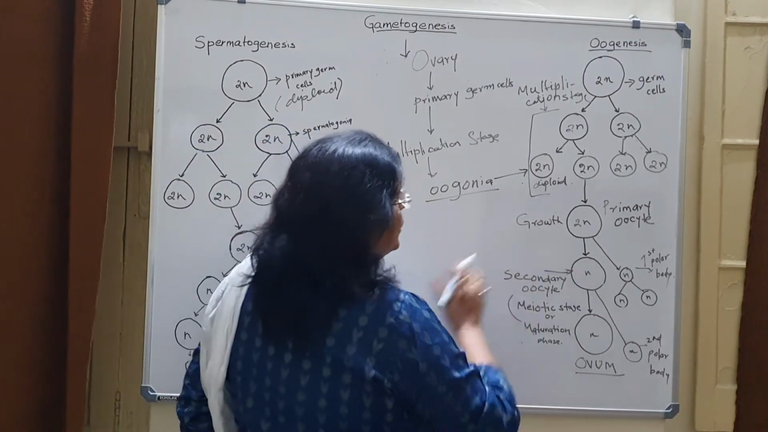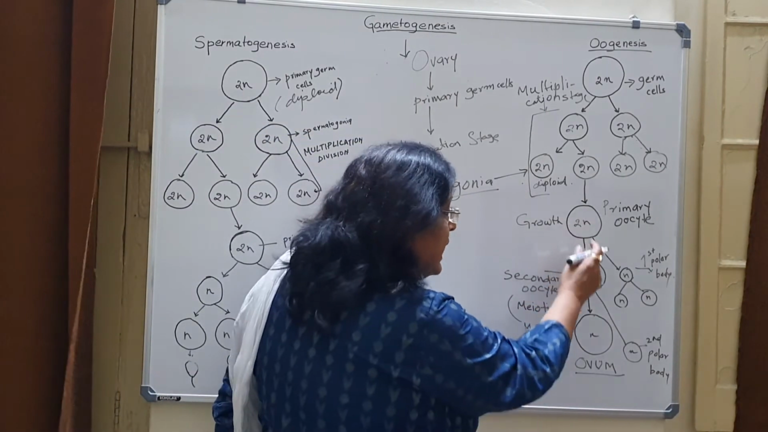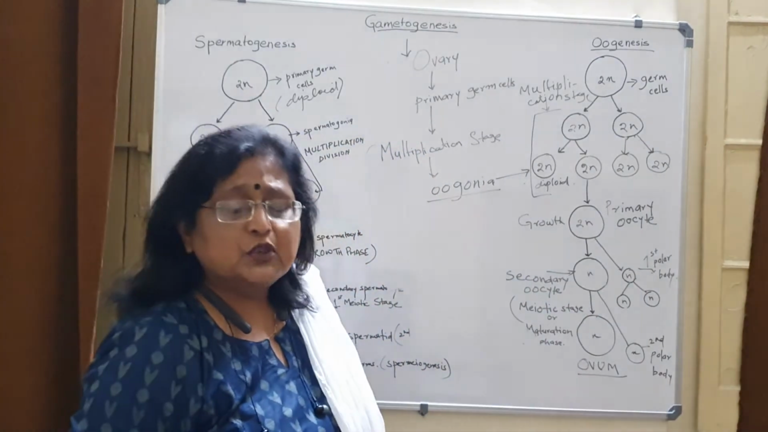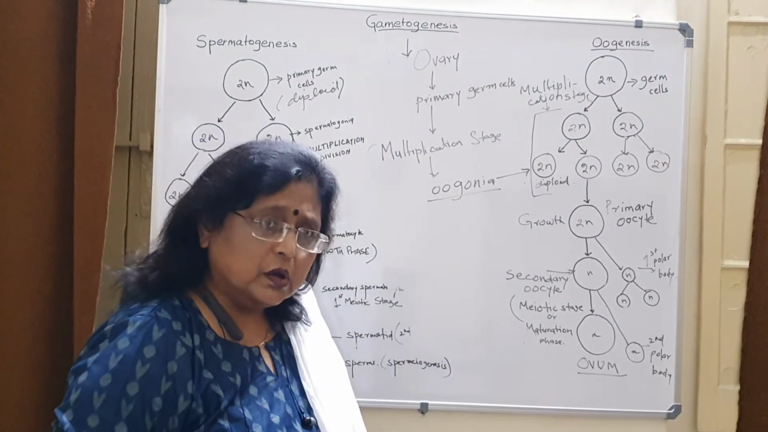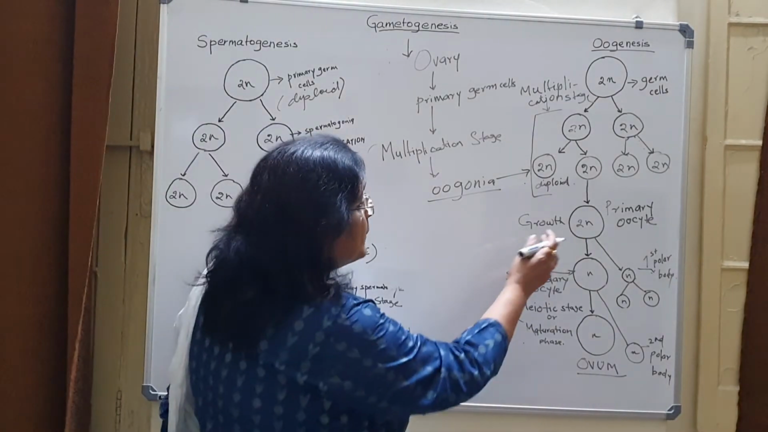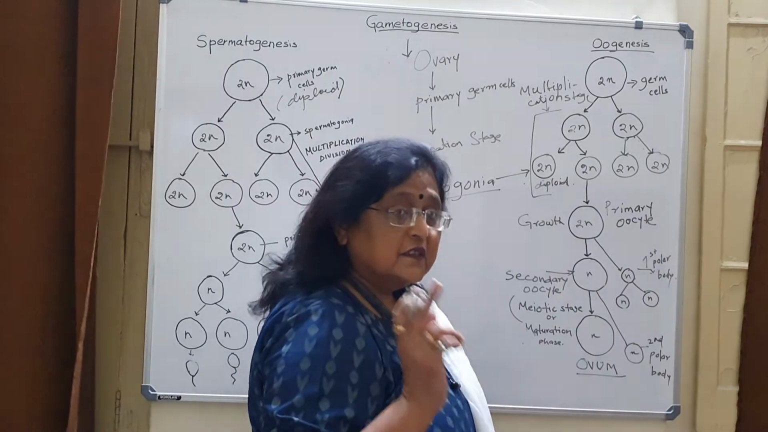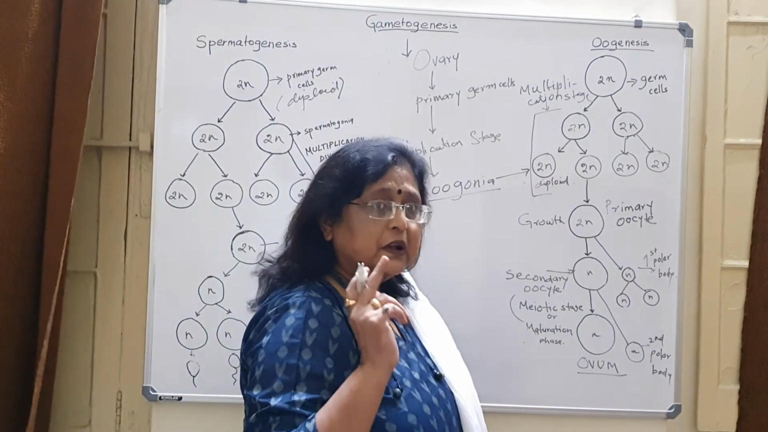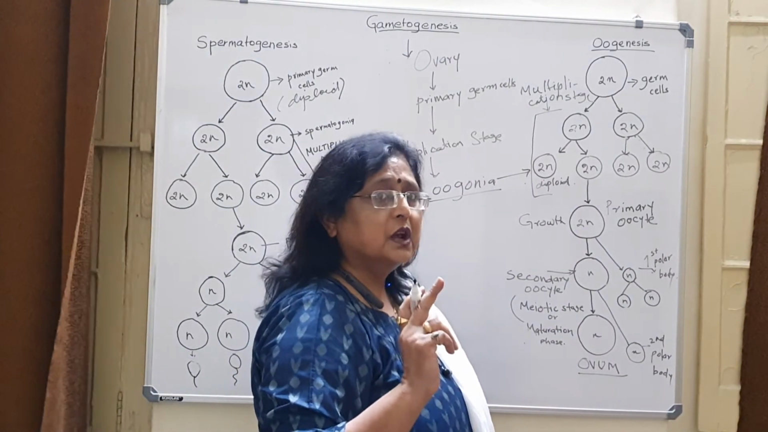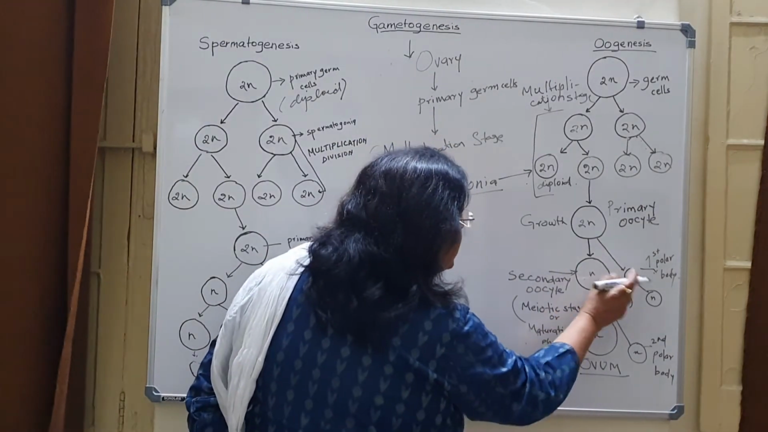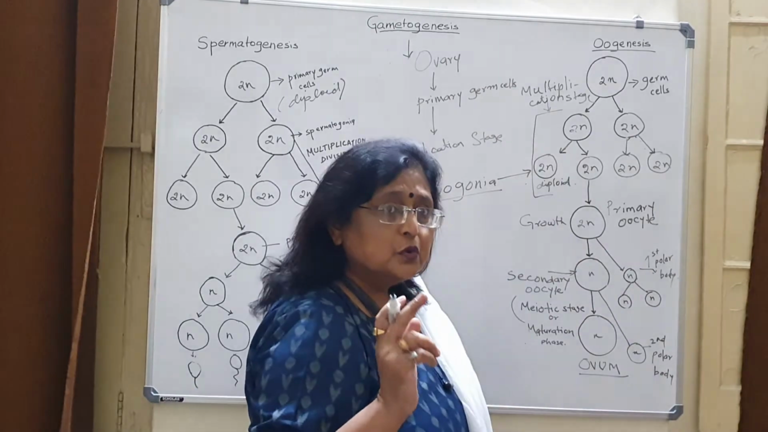Now the primary oocyte will enter the third phase, that will be the maturation phase or the meiotic phase. Now what happens in the meiotic phase? The cell will undergo division. It is a meiotic stage. Therefore, the first stage will be a reduction division. So we find that in the first stage, the chromosome number is reduced to half.